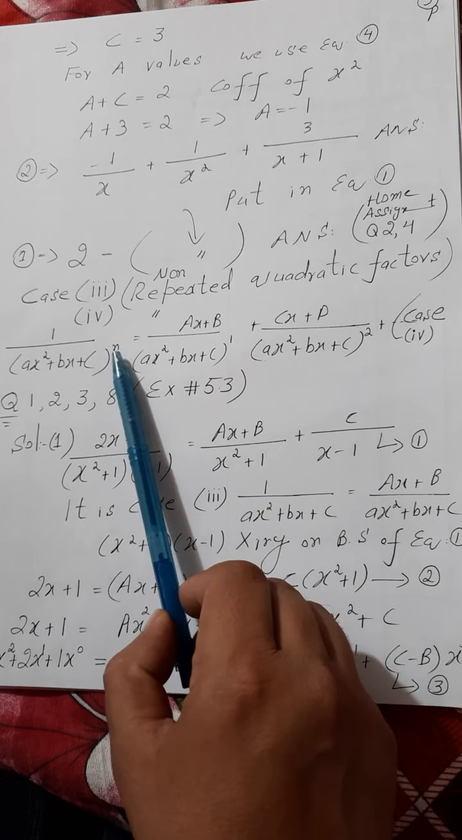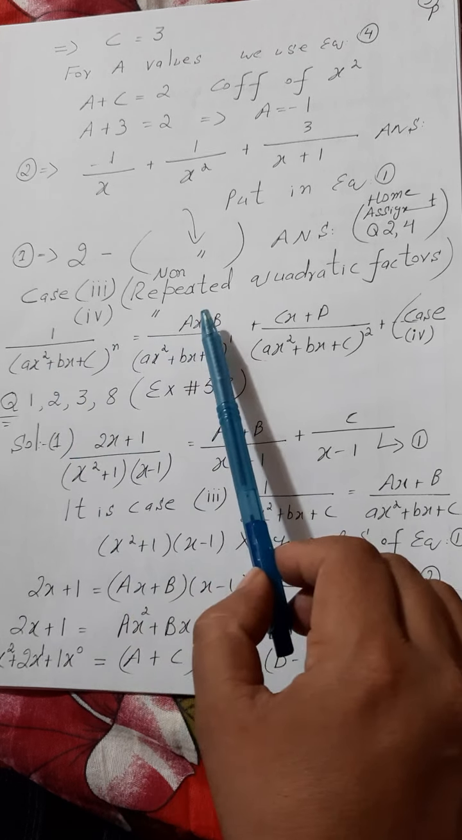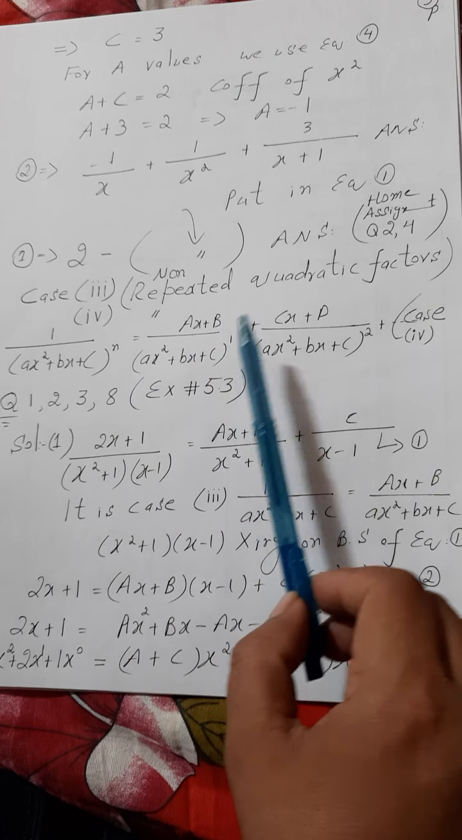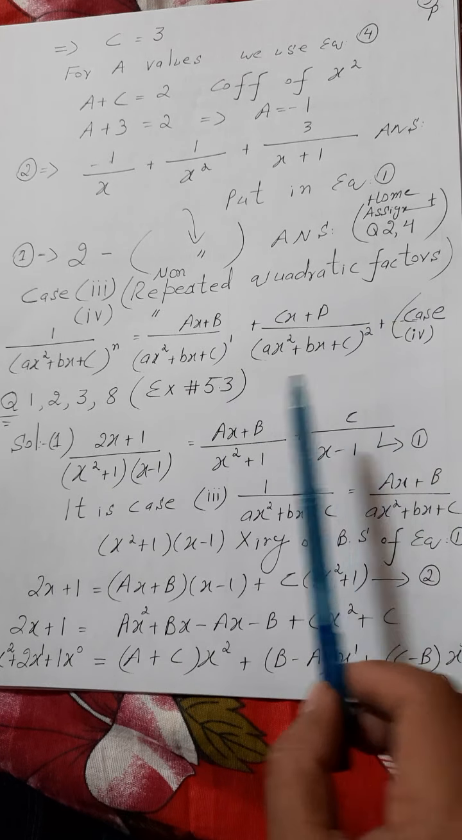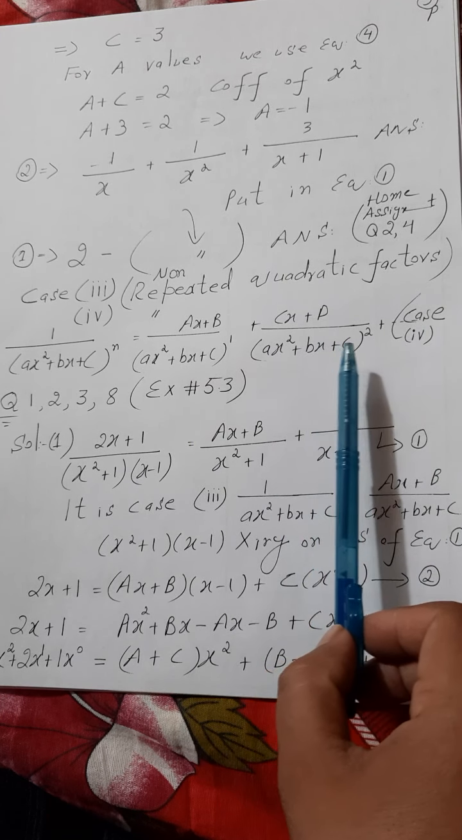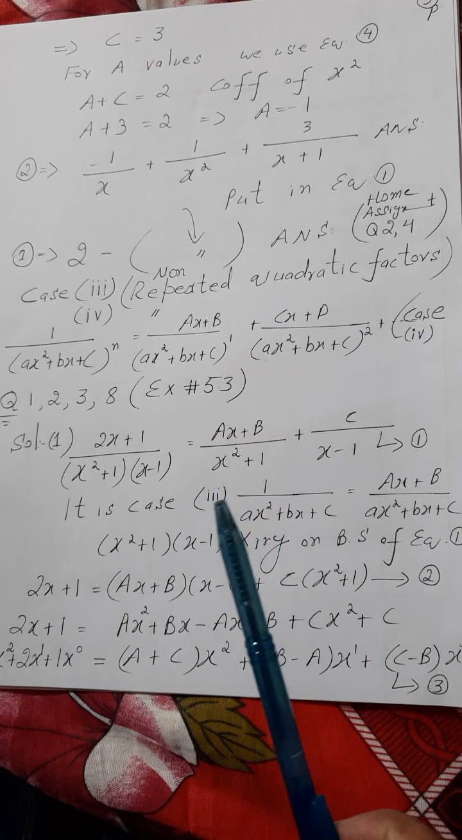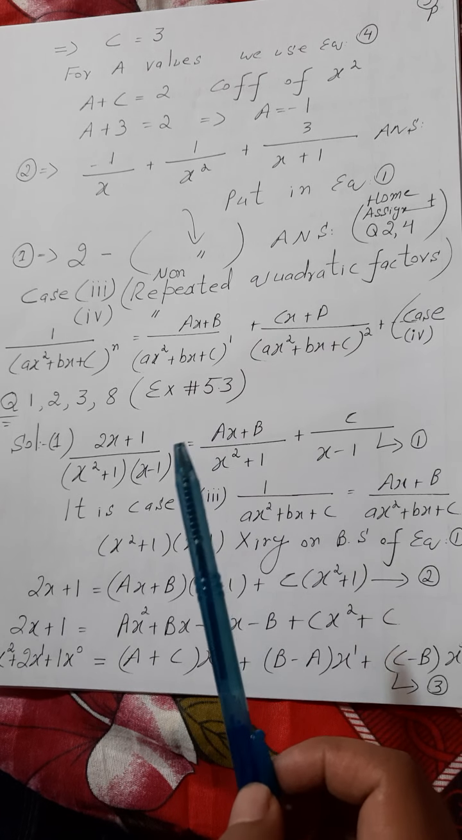If n is 2, 3, 4, so in this form if the factor is quadratic, then we use the result like ax plus b divided by the first factor, cx plus d divided by the second factor but with power 2. If there is a cube, then ex plus f divided by ax square plus bx plus c whole power 3, and so on. This is case number 4, and this is case number 1, which is the special case of case number 4. So exercise 5.3 is related to case number 3, which is the non-repeated quadratic factor.